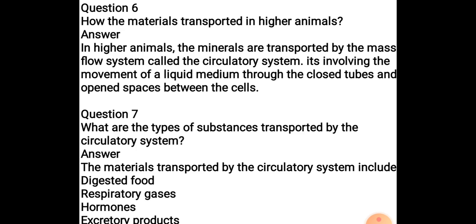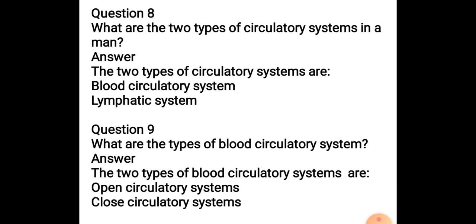Next, what are the types of substances transported by the circulatory system? It includes digested food, respiratory gases, hormones, and excretory products. Question number 8. What are the two types of circulatory system in man? The two types are the blood circulatory system and the lymphatic system. These two types of system exist in human beings.